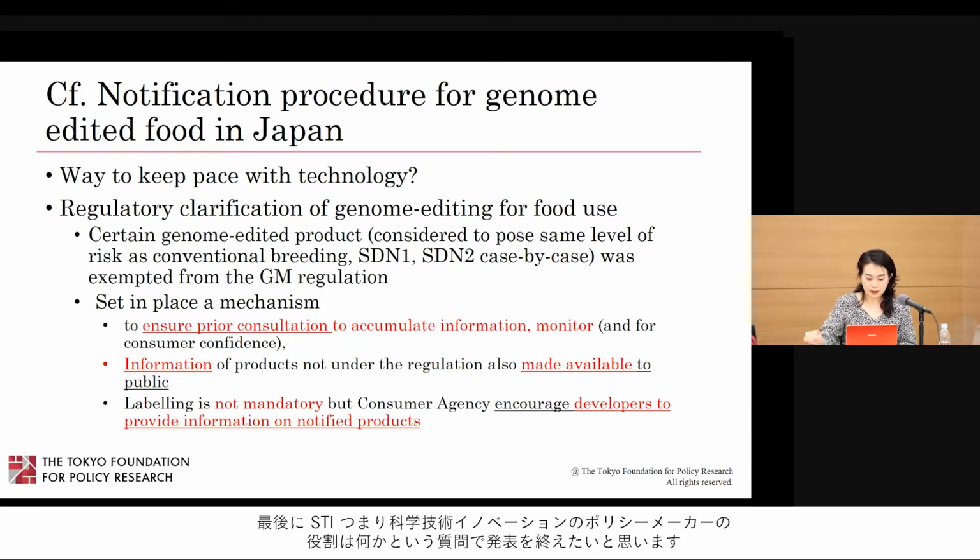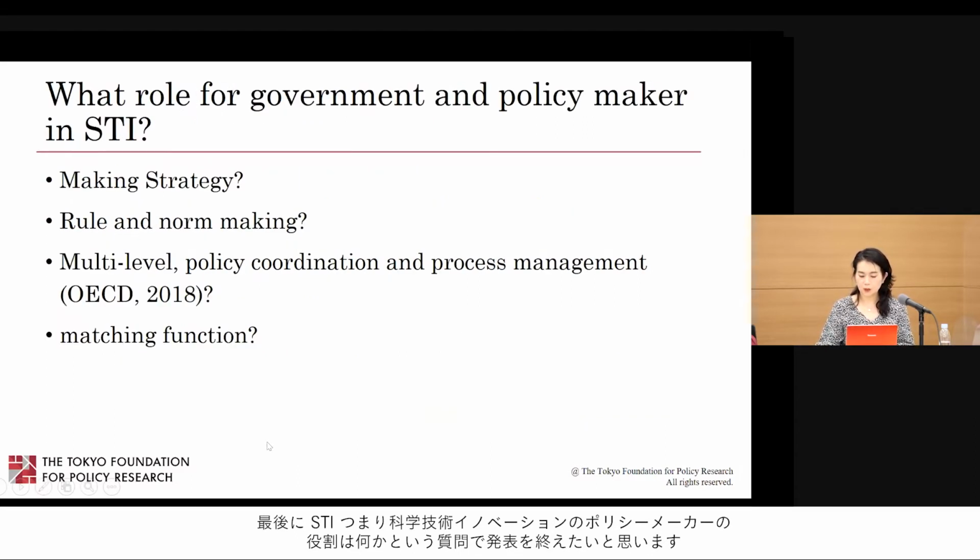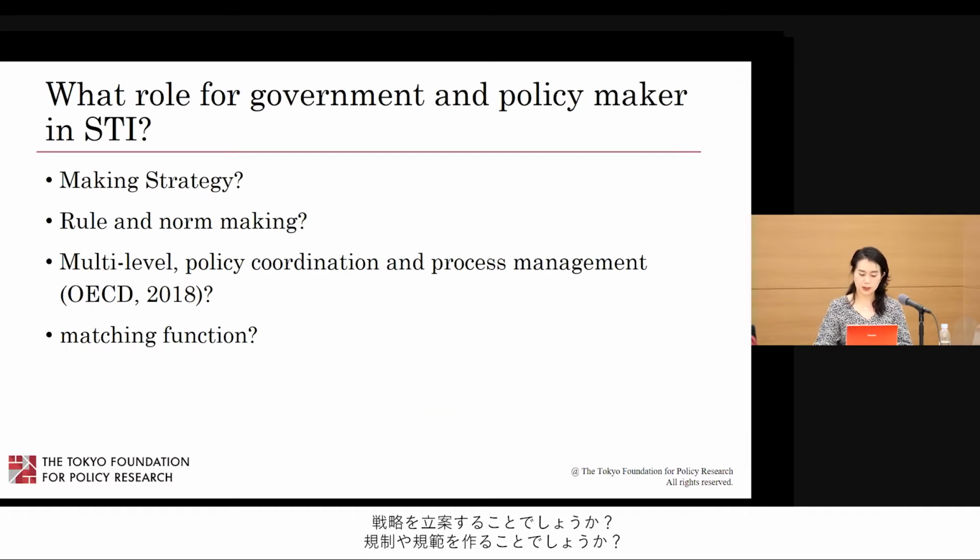And finally, I would like to finish my presentation by asking what would be the role for policymakers in STI, science, technology, innovation: making strategy, rule making, multi-level policy coordination and process management, new leadership and matching function. And that's it for me.